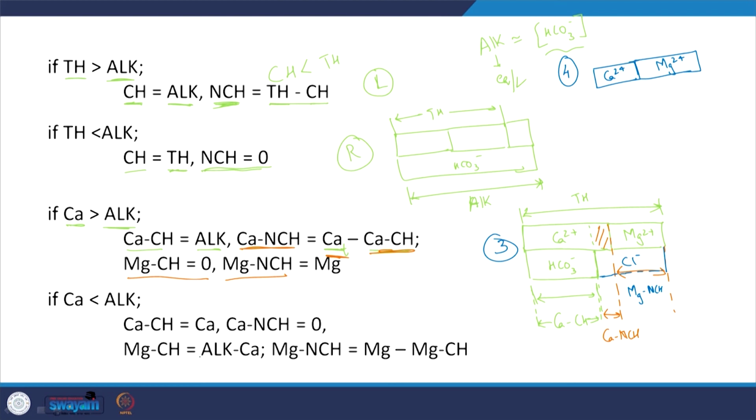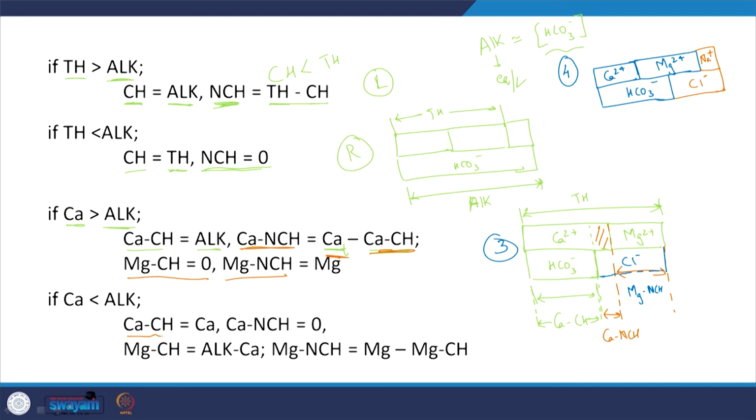And what do we have here? Calcium concentration itself is less than alkalinity. So, HCO3 minus is here, and maybe let me just for the sake of it add here Na plus, and the other part for charge neutrality, let us say it is Cl minus, right. So, what is this case? Calcium is less than alkalinity.